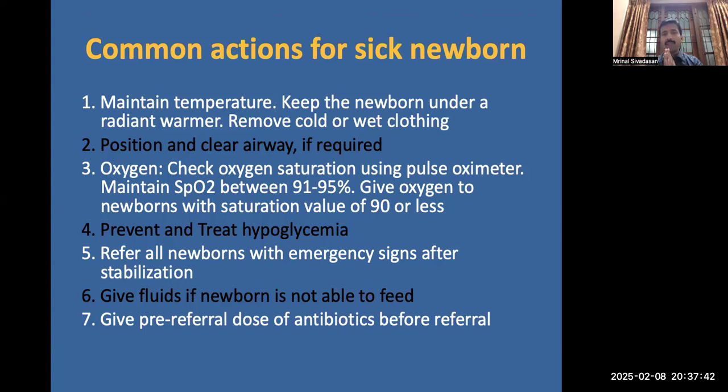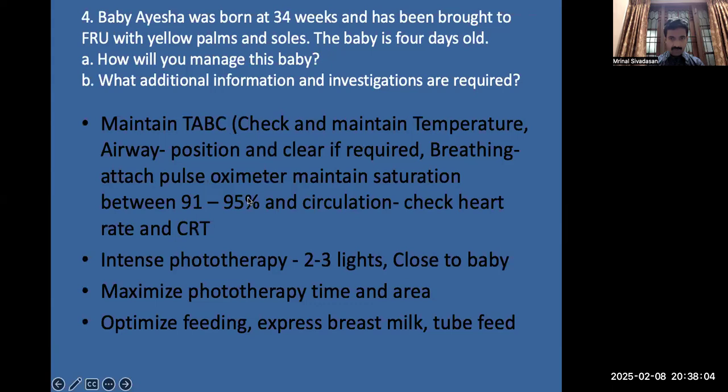So check the oxygen saturation using a pulse oximeter. Maintain the saturation between 91 to 95 or more than that. Give oxygen to a newborn with saturation 92 or less, and prevent and treat hypoglycemia. Refer all newborns with emergency signs after stabilization. Give IV fluid if the newborn is not able to feed, and give a pre-referral dose of antibiotic before referral.